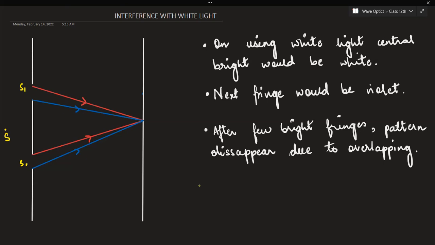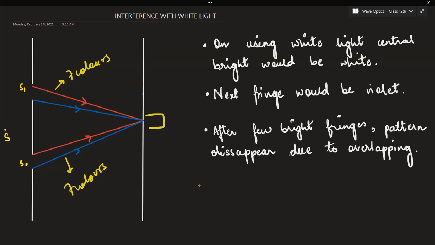If you are interfering with proper white light, then what will happen? According to their wavelength, all the 7 colors will spread. This is not just red and blue. This is depicting all the 7 colors here also and here also. All the 7 colors are present. What will happen at the center? See, here I think I've written also.